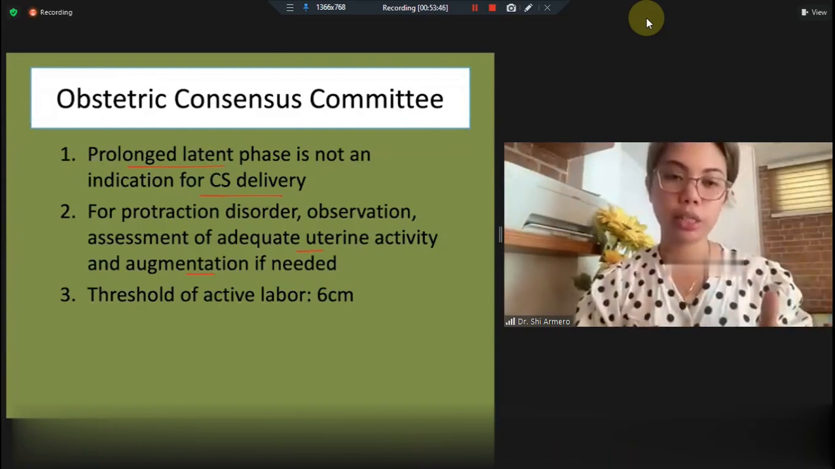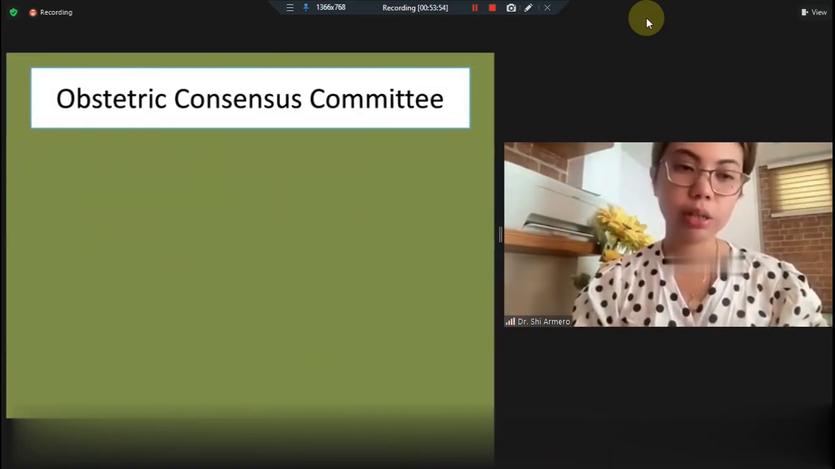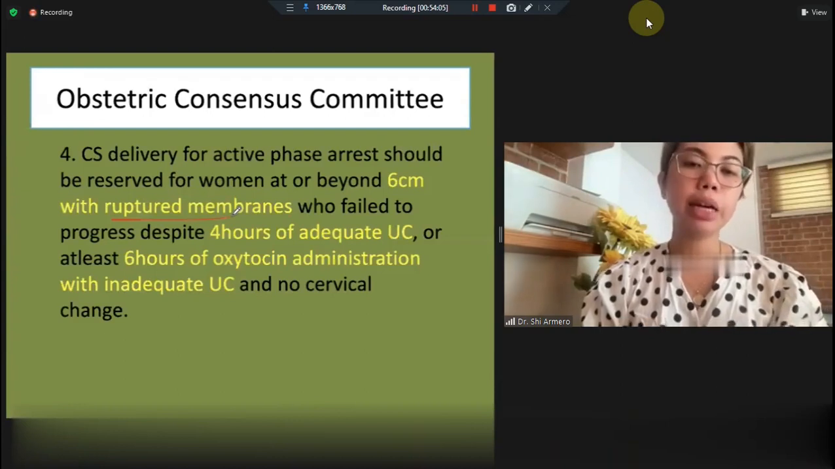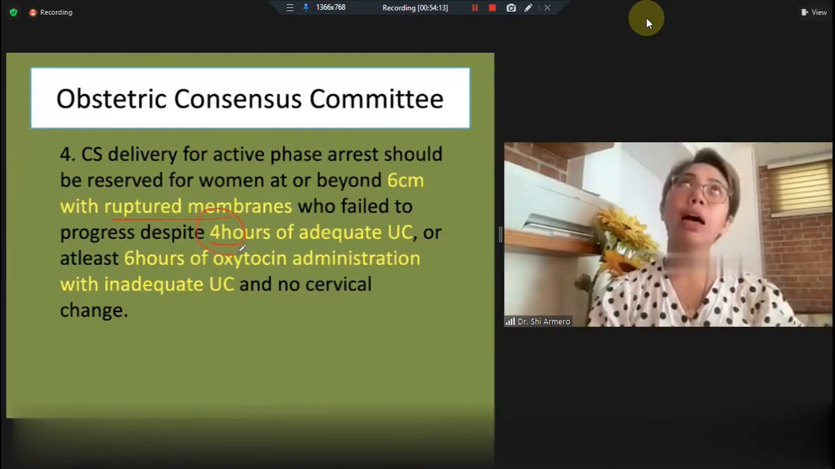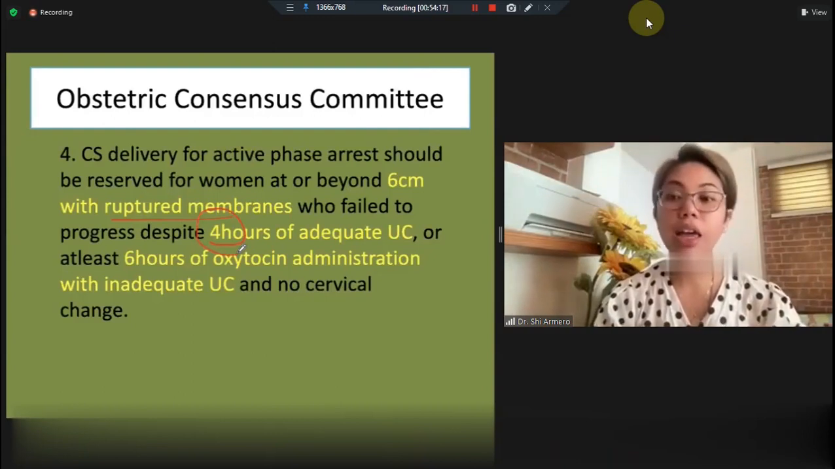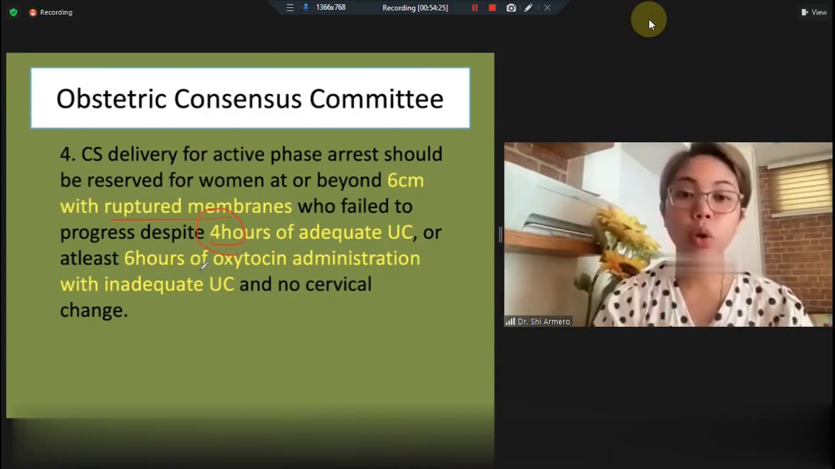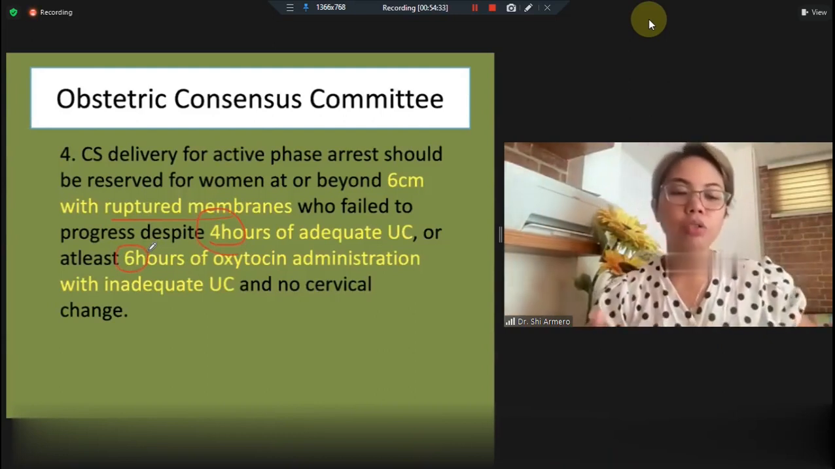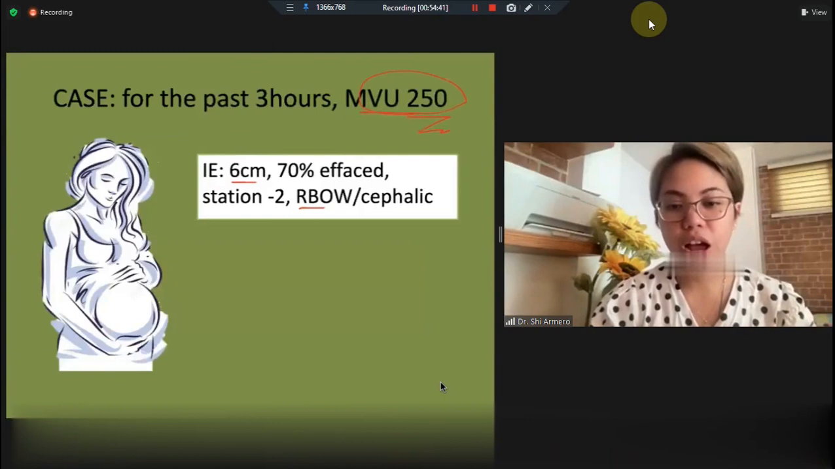Regular yung contractions niya. So, hindi na tayo nag-oxy. Ngayon, she's already 6 cms. Kaya lang, she has remained 6 cms for the next 3 hours. What's the indication of CS? CS delivery for active phase arrest should be reserved for women at or beyond 6 cms with ruptured membranes who failed to progress despite 4 hours of adequate uterine contraction. So, sa Friedman, 2 hours, diba? 2 hours lang. And nag 3 hours na. Kaya I understand some of you said CS. But in this consensus committee, 4 hours na 6 cms with adequate uterine contractions or 6 hours, if kahit naka-oxy pero hindi pa din, resistant yung uterus niya, ayaw niyang mag-regular uterine contractions. So you wait for 6 hours for those cases. So, for DL, going back, di ba? 6 cm siya for the past 3 hours.